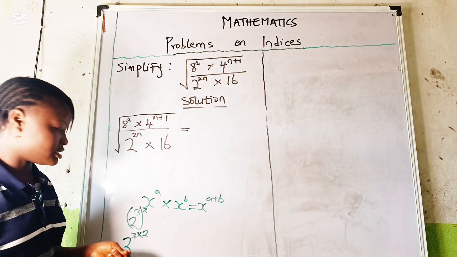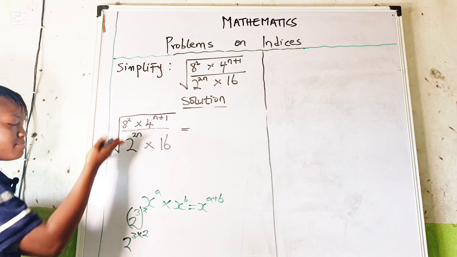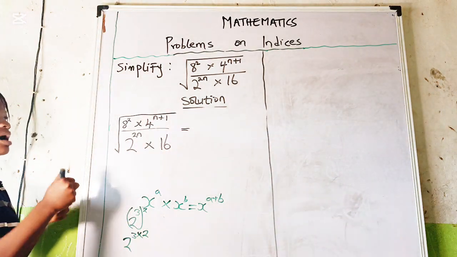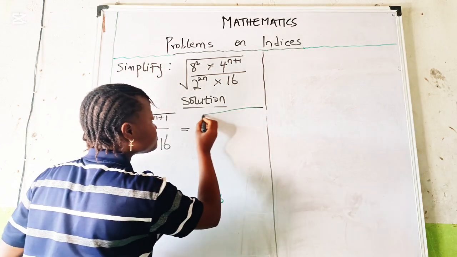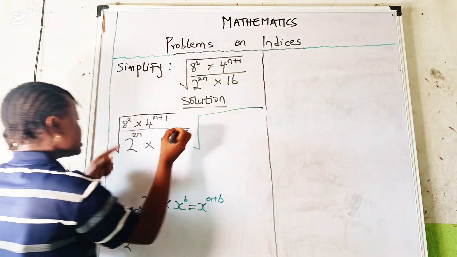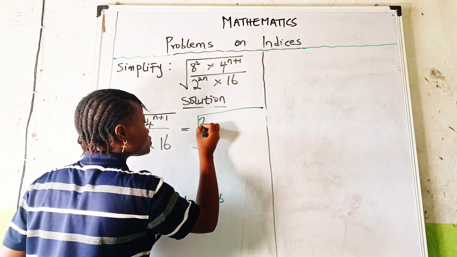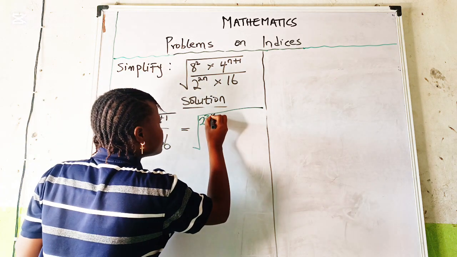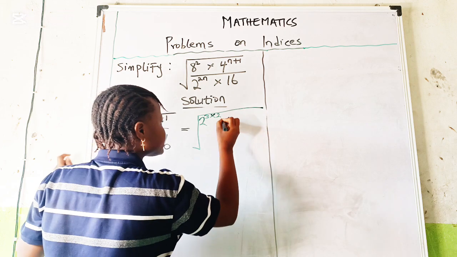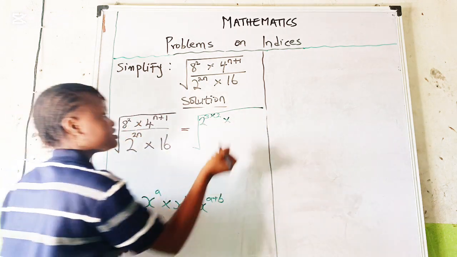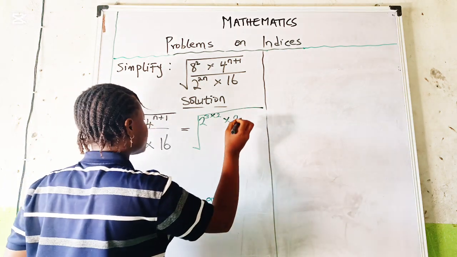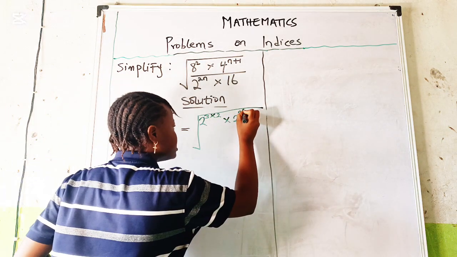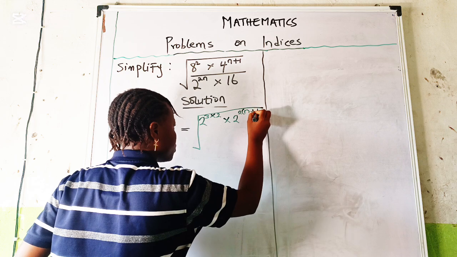Let's create a rule that says that whenever you want to convert a base to another base, the new power will multiply the old power. Now let's apply that rule. 8 can be written as 2 raised to power 3 multiplied by the old power, 2. The same thing is applicable here: 4 can be written as 2 raised to power 2 multiplied by the old power, that is n plus 1.